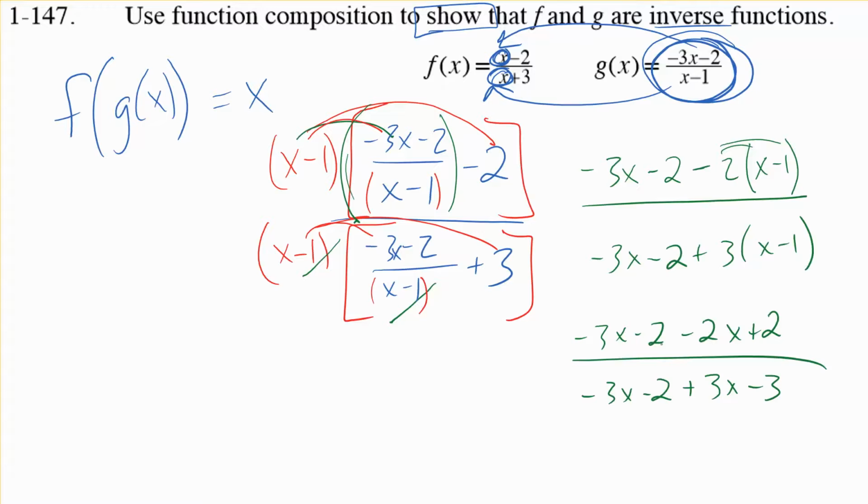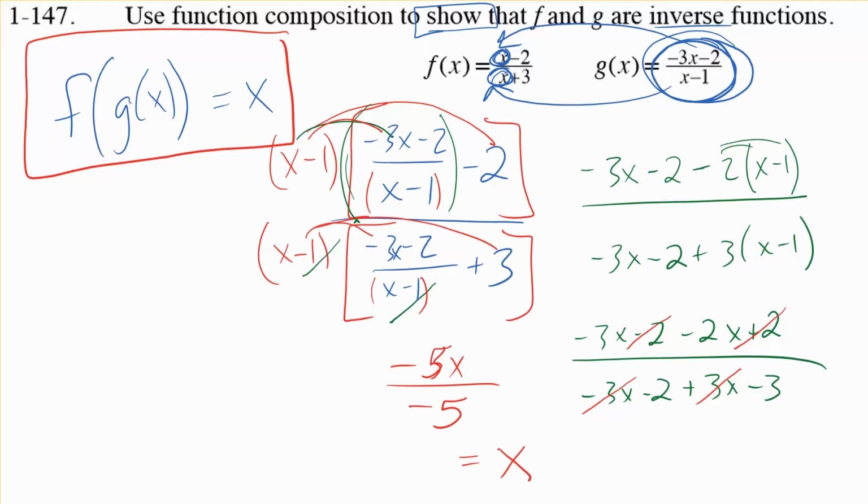Now as we look in the denominator, those are going to add to 0. So I'm going to be left with negative 5x. And my numerator, or my denominator, will be, this one's going to go away, I'm going to be left with a negative 5. That's where negative 5x divided by negative 5 is equal to x. So now I've shown that f of g of x is x.